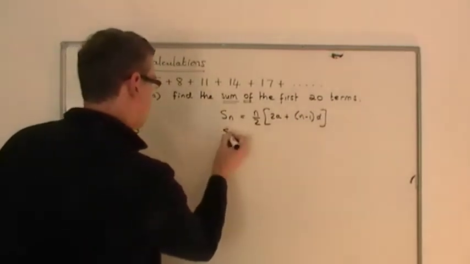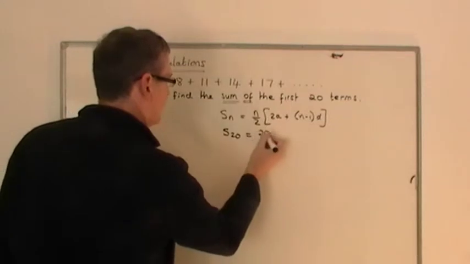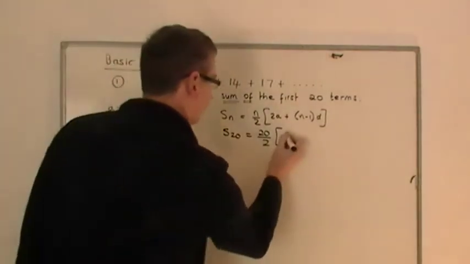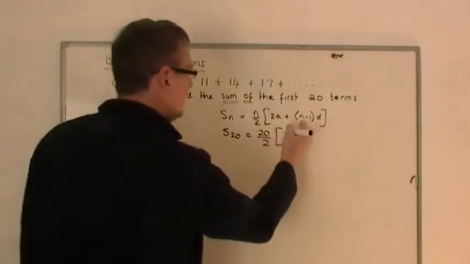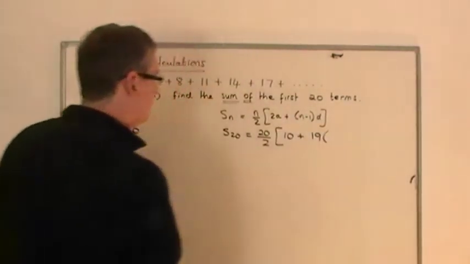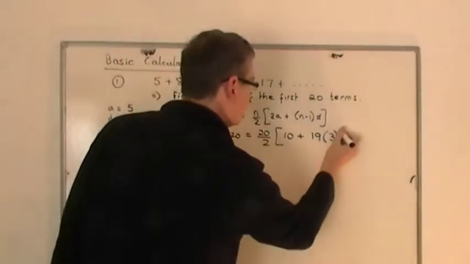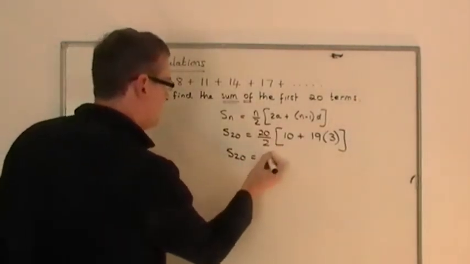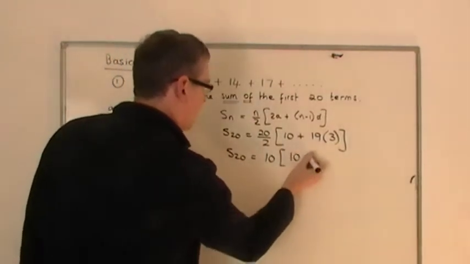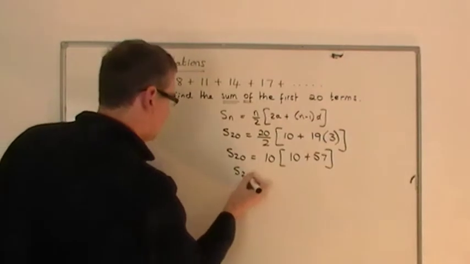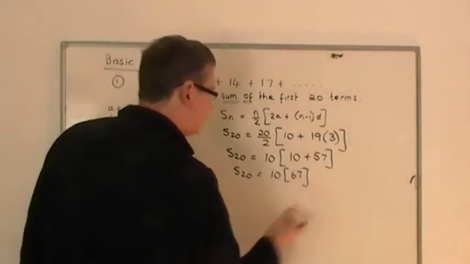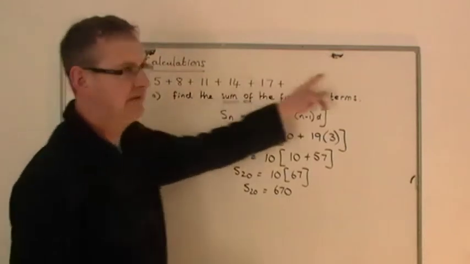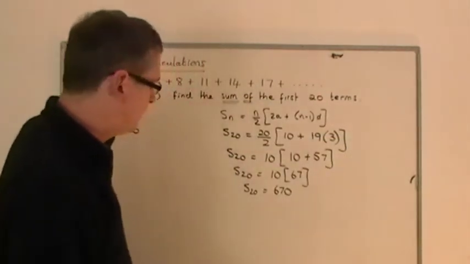So all you're going to do is put those values in, and out will pop the answer. So Sn, that's S20, equals n over 2, that's 20 over 2, because n is 20 terms. Bracket 2a, a is 5, so 2 5s, 10, plus n minus 1, n is 20, so 20 minus 1 is 19. Lots of d, d is 3, so 19 threes. So S20 turns out to be 20 over 2 is 10, lots of, in the bracket, 10 plus 57. So S20 is equal to 10 lots of 67, and 10 67s are 670. So if you were to add up the first 20 terms, you could check it if you want, you would get 670.